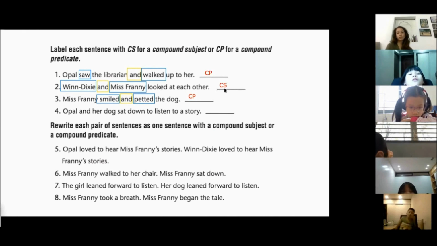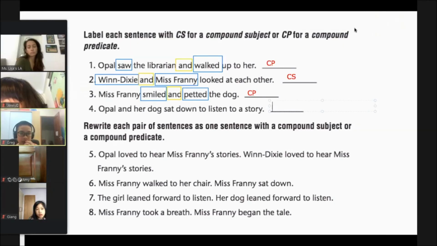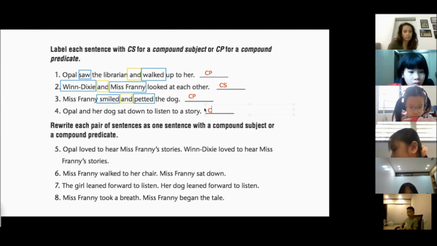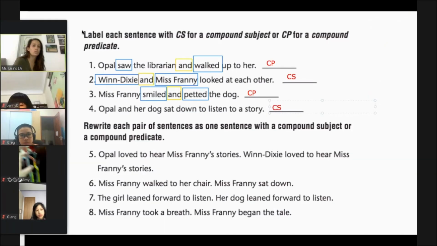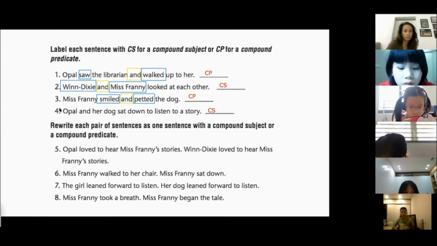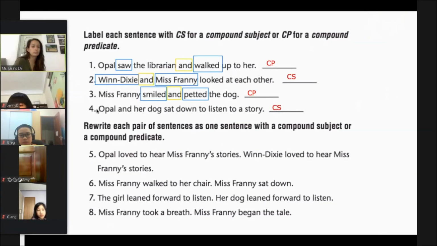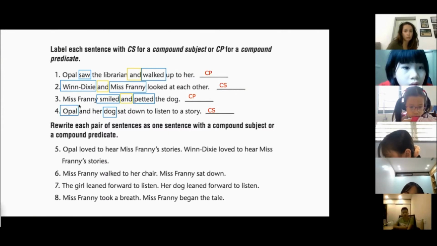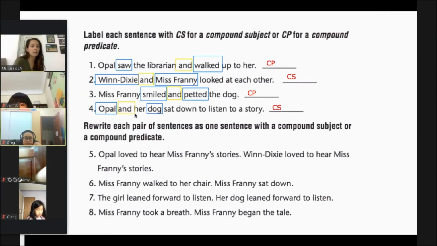Number 4. Can you read number 4, please? Opal and her dog sat down to listen to a story. Okay. Compound subject or predicate? Compound subject. What two subjects do you see here? Two subjects are included in the sentence. Opal and her dog. Do we have a joining word? And. Good job.